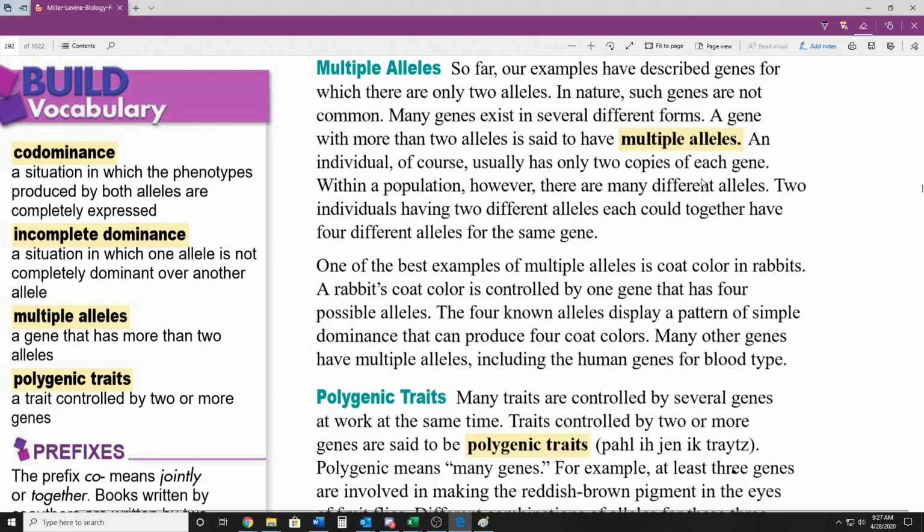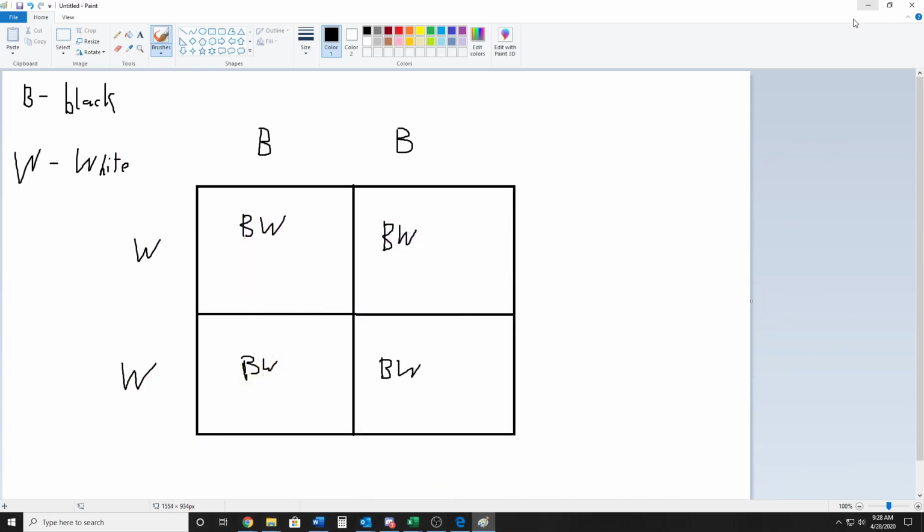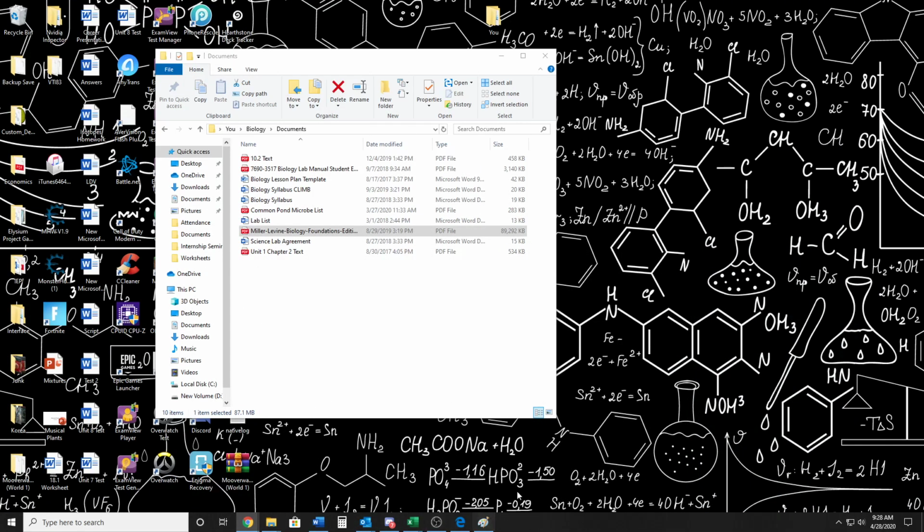When you're looking at rabbits, rabbits have 5 different alleles. It says 4 right here. But in reality, there are 5 different alleles that control rabbits' coat color. So it's possible to get many more combinations when you have that many different alleles. And how do I know this? Well, it's simple.